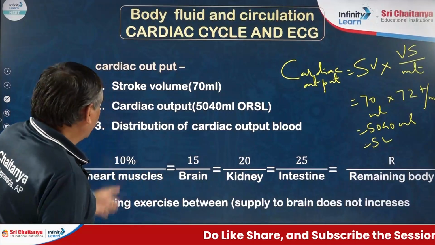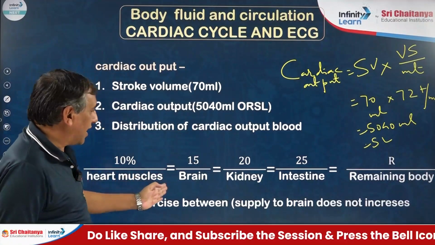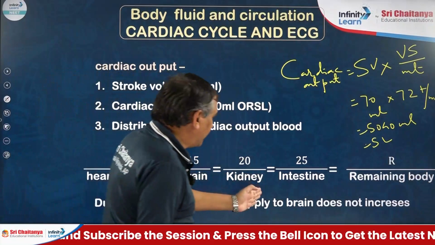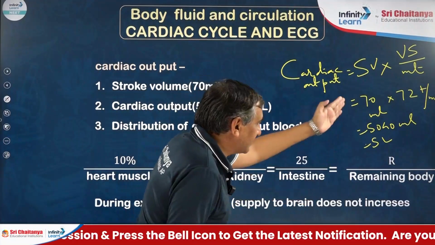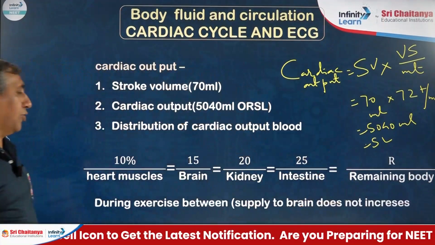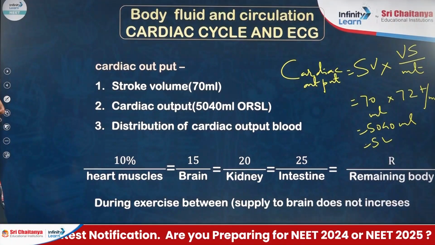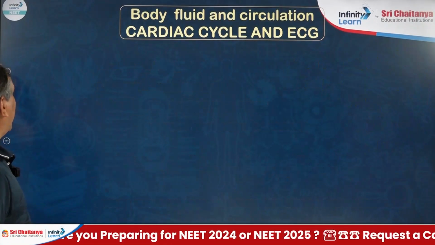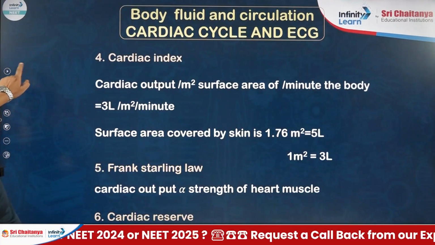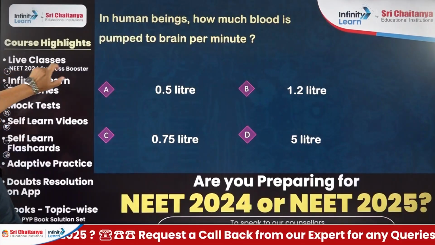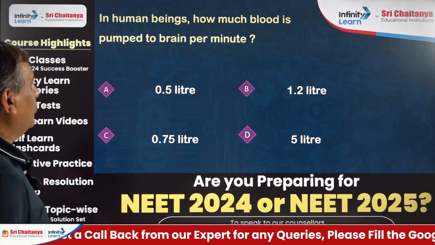So out of the total cardiac output, 10% goes to the heart muscle, 15% to the brain, 20% to the kidney, 25% to the intestine, and the remaining to the remaining part of the body. Are you getting it? So 10% goes to the cardiac muscle. Now you will get the question.